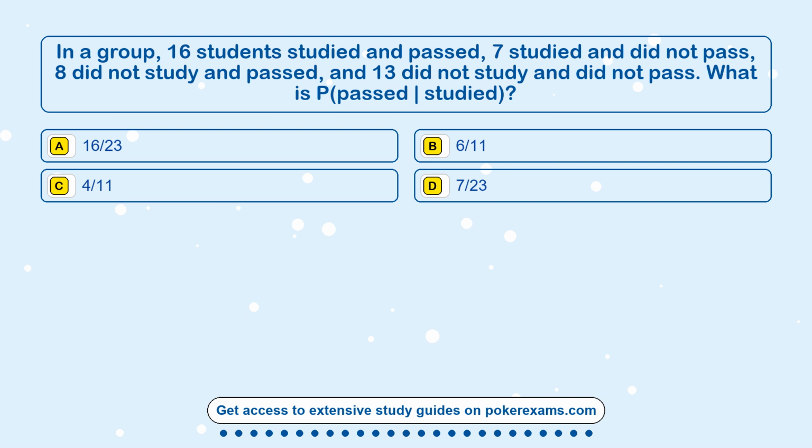Question 23. In a group, 16 students studied and passed, 7 studied and did not pass, 8 did not study and passed, and 13 did not study and did not pass. What is P(passed | studied)? Option A 16/23. Option B 6/11. Option C 4/11. Option D 7/23.